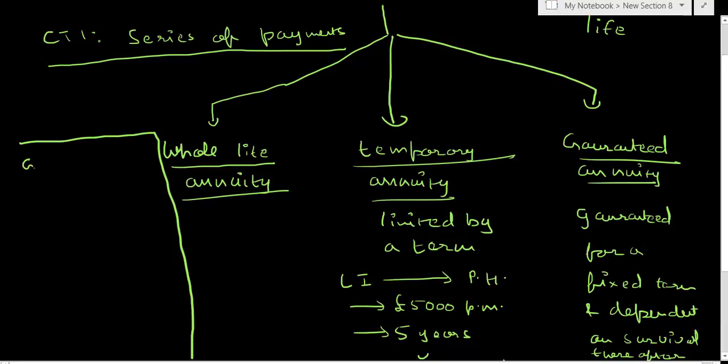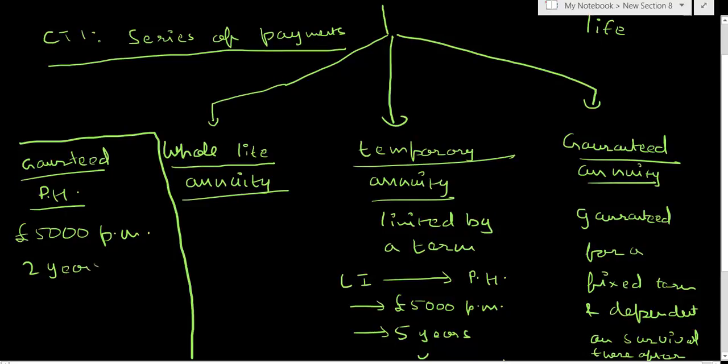So for a guaranteed annuity, I will tell the policy holder that I'm the life insurance company, and I will pay you £5,000 per month for a period of 2 years guaranteed, and thereafter till you survive, till survival.